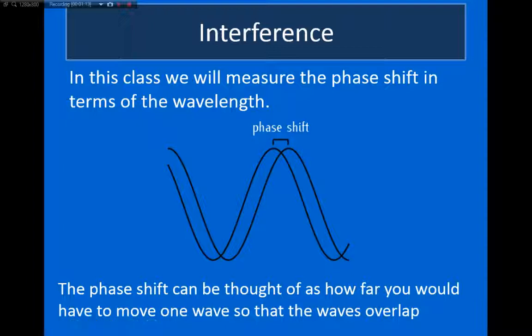So, in this example here, I have a figure of two waves, and the phase shift is just this distance here. A way of thinking about the phase shift is it's how far you would have to move one wave over so that the two waves lay on top of each other.